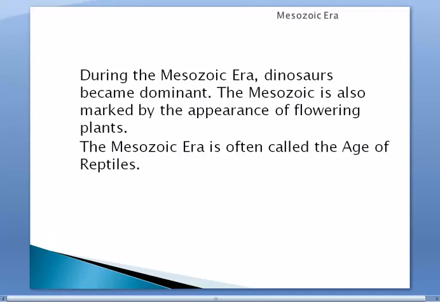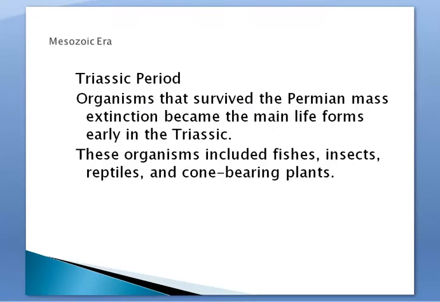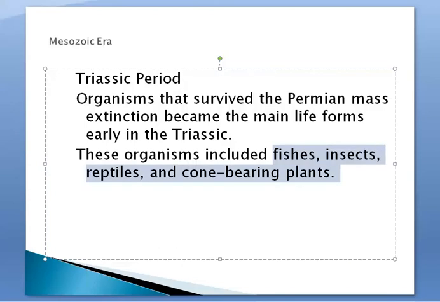So our first period within our Mesozoic era is the Triassic period, and organisms that survived the Permian mass extinction became the main life forms early in the Triassic. So not all life ended in the mass extinction, just like 95% of it up in the oceans. So if you survived the Permian mass extinction, you survived to live in the Triassic period, and the ones that became dominant included fish, insects, reptiles, and cone-bearing plants.